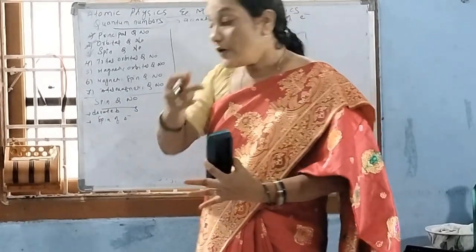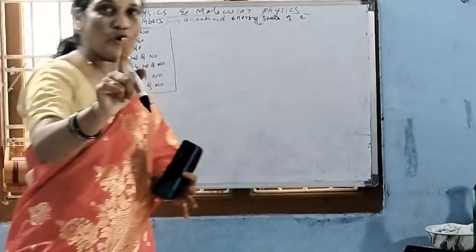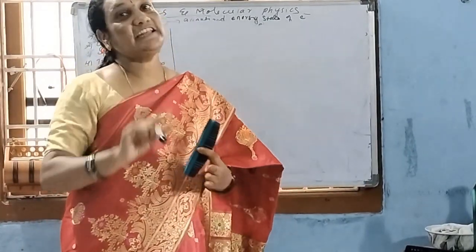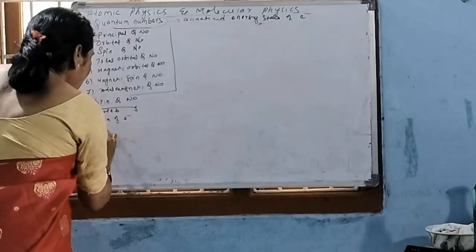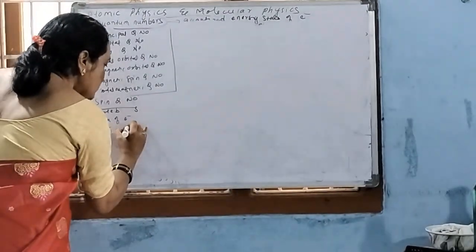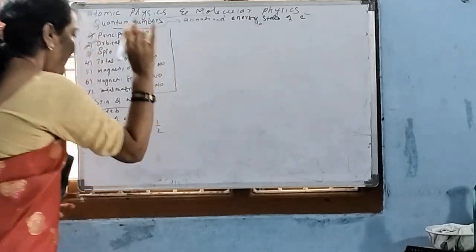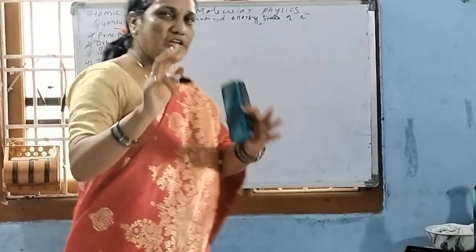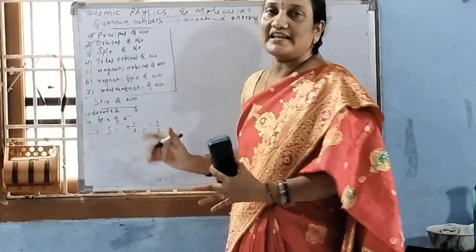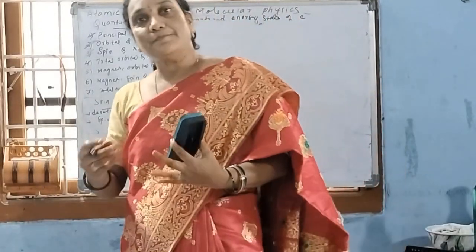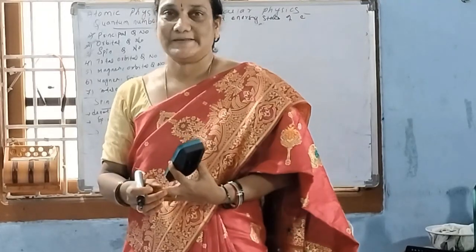Right? Now here only 2 spins are possible. One is clockwise spin, the other is anti-clockwise spin. So spin quantum number has only 2 values. One is plus half, the other is minus half, depending upon the direction of the spin, either clockwise or anti-clockwise.